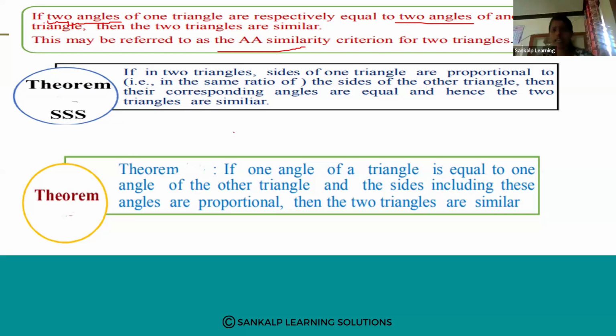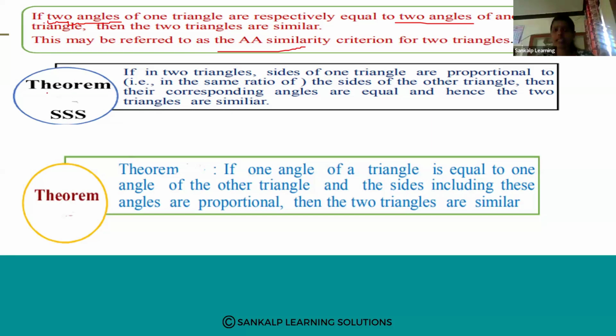Okay. Next, another theorem. All these theorems have proofs. Prove the AA criteria, prove the SAS. You must learn these perfectly. All these theorems can come for 4 marks, or it may be asked for 5 marks also.